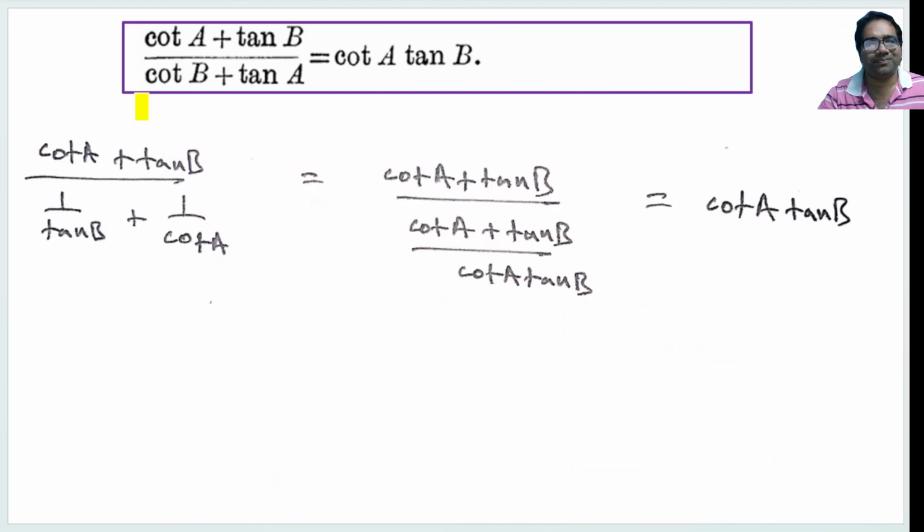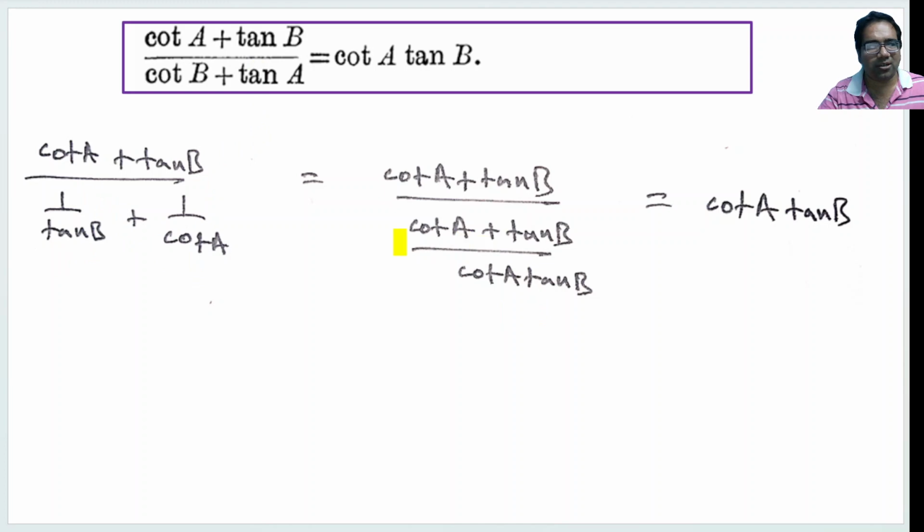Let us look at one more. Cot A plus tan B by cot B plus tan A equals cot A tan B. So right side it is cot A tan B. We have to convert everything to cot A and tan B. The numerator is anyway cot A plus tan B. Let us convert the denominator also into cot A and tan B. So what is cot B? 1 by tan B, tan B we wanted. And tan A is 1 by cot A, cot A we want. That's why we are converting this cot into tan and this tan into cot.